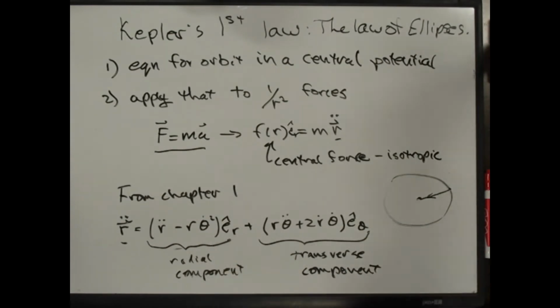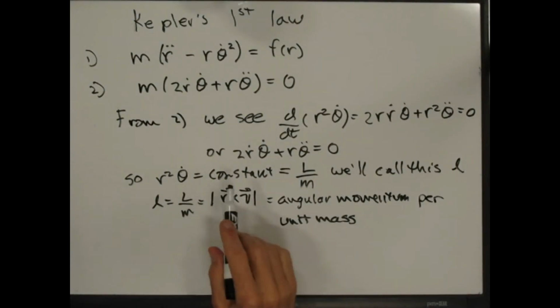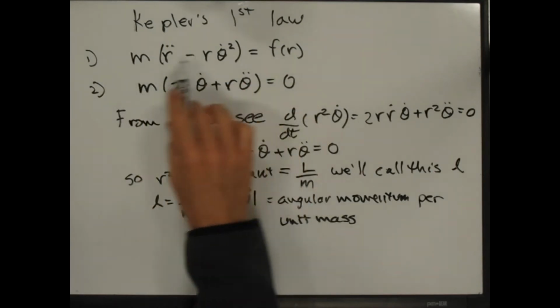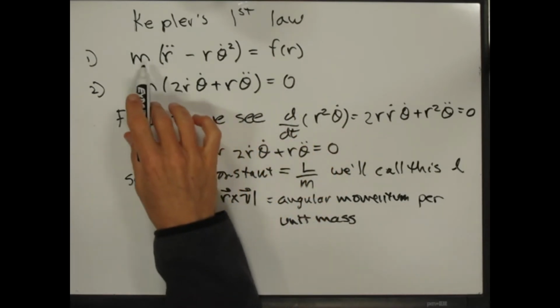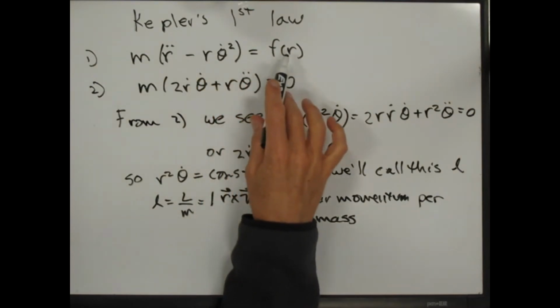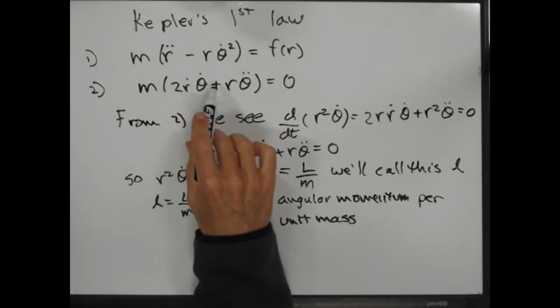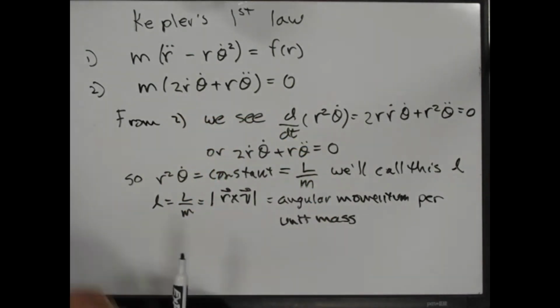So we'll go to that. So our equations of motion are then reduced to this. Here's the radial part, and here's the transverse part. We get m times r double dot minus r theta dot squared equals f of r, and m times 2r dot theta dot plus r theta double dot is 0. This is the transverse piece, this is the radial piece.